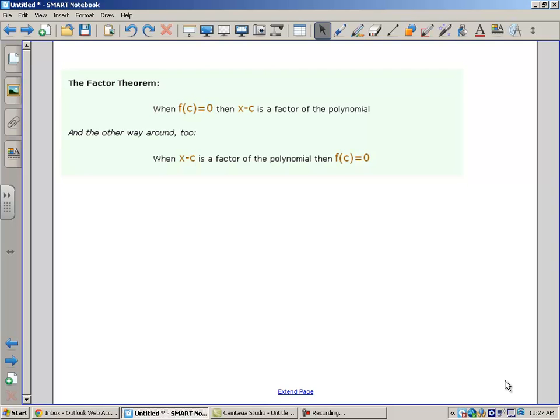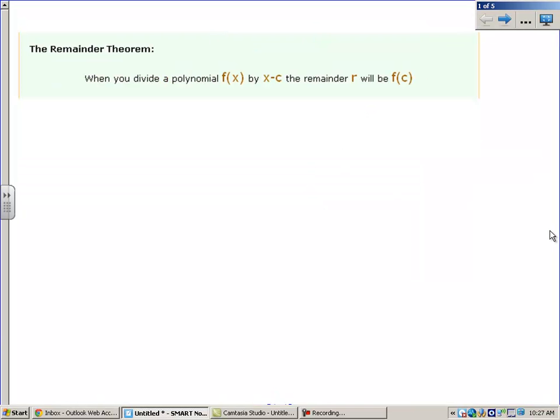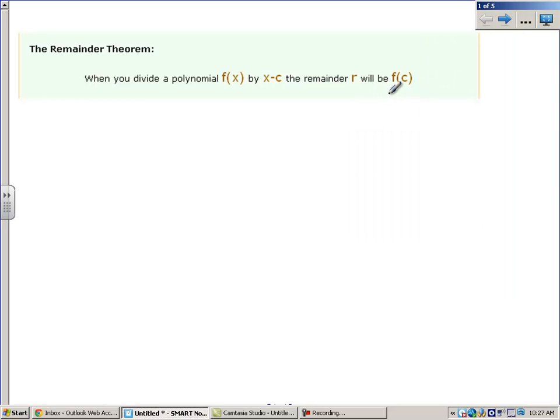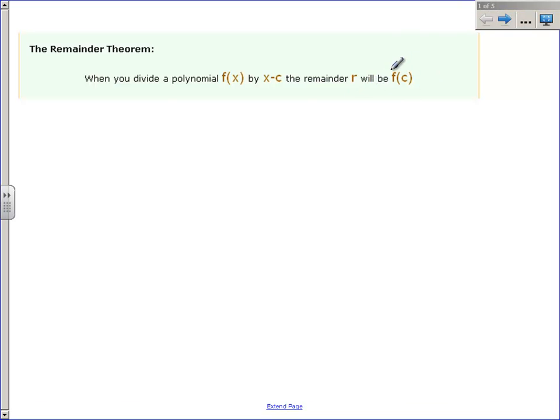So the first one, let me go ahead and get back to the first page here. We'll look at the remainder theorem first. The remainder theorem says if you divide a polynomial by x minus c, then the remainder is f of c. So what does that mean, the remainder is f of c? What is f of c? F of c is fancy notation for the y coordinate at c. The point c comma f of c is a point on the graph of f of x.